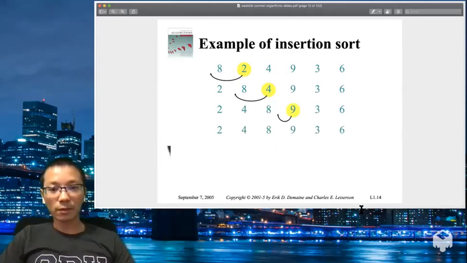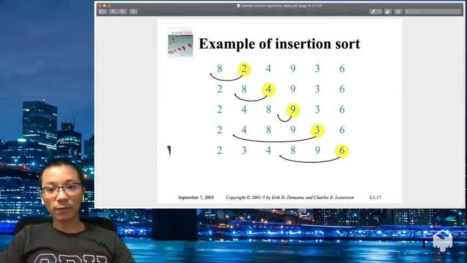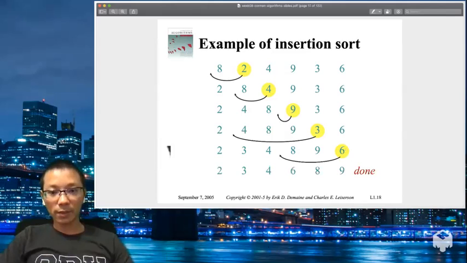Now we look at 3. Same thing: it starts comparing with the 9, then the 8, then the 4, and then 3 is greater than 2, so it goes to the right side of 2. That's basically where it goes. And then the very last element, 6: same thing, it's less than 9, less than 8, greater than 4, so it goes here. Remember, we're moving the elements to the right, shifting them so that 6 is inserted right here.